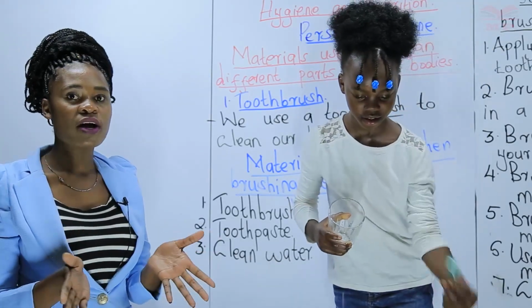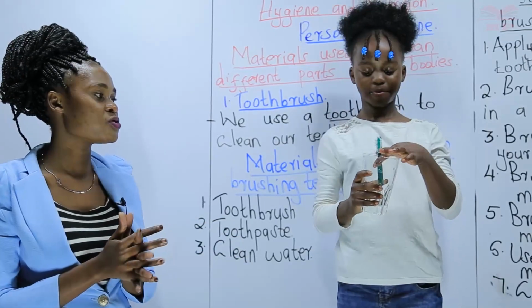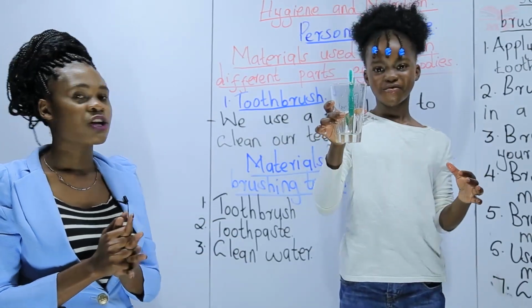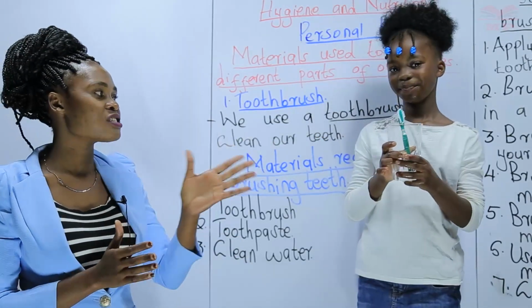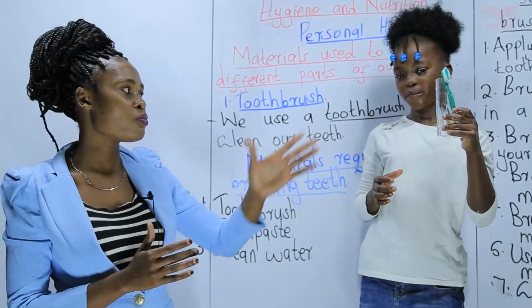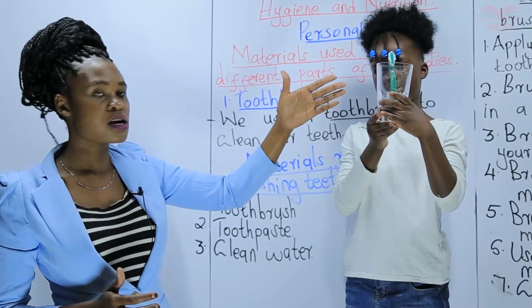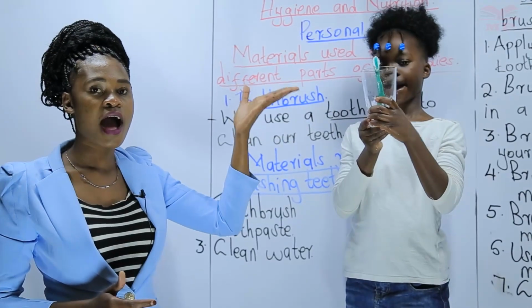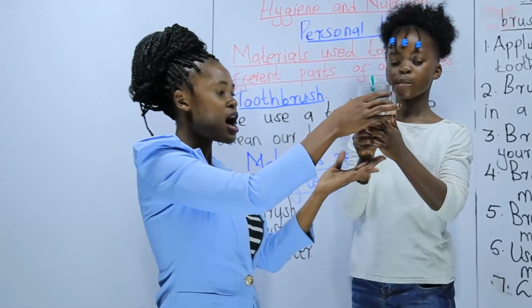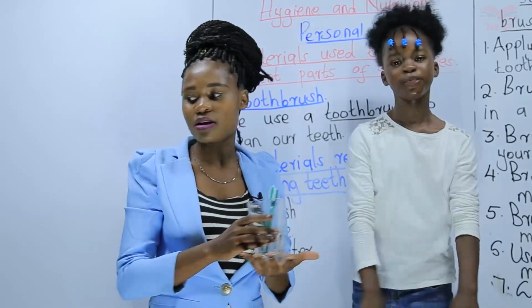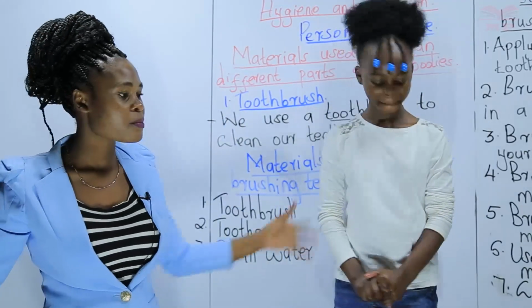So how do you store your toothbrush? Let's see how you are supposed to put it. Very good. So that's how we wash and store a toothbrush. You put a toothbrush in a container or a glass while the bristle side is facing upwards. So that is how we are supposed to brush our teeth. Well done, Queensley.